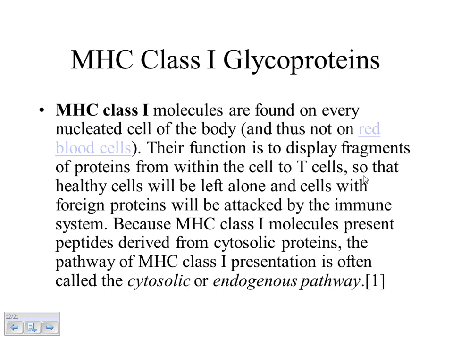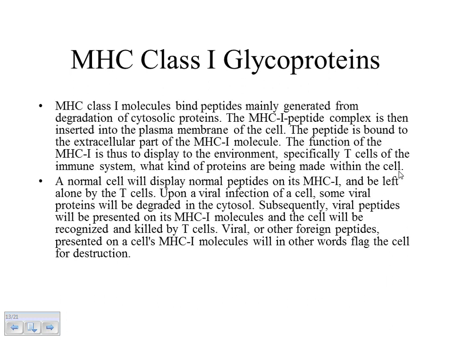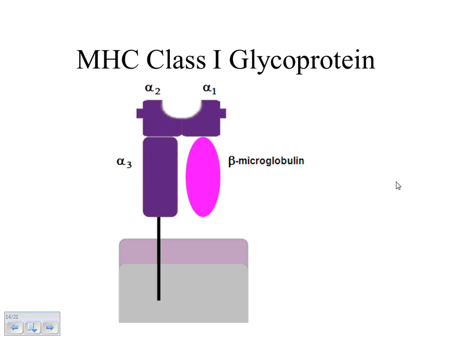So an MHC class 1 is found on every cell. And it's a way to signal how you're doing. Yeah, I'm okay. No, I'm not. That's what it's for. But remember, every cell has it. So that's what an MHC class 1 looks like.